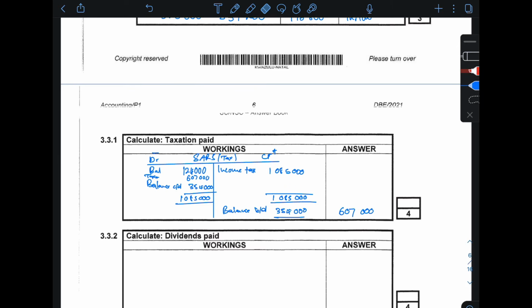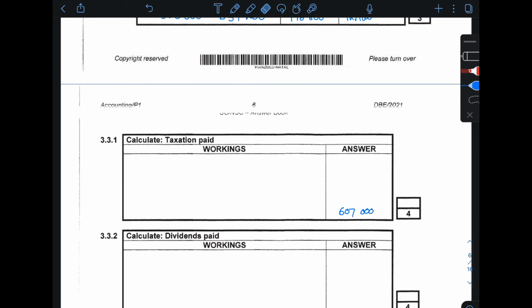Okay, and then the second method that I want to show you guys is also quite simple. I just hope you got that. Let's erase this, so that we can move on with the second method. The second method is just drawing your table. You know this is taxation paid. It's always an outflow.